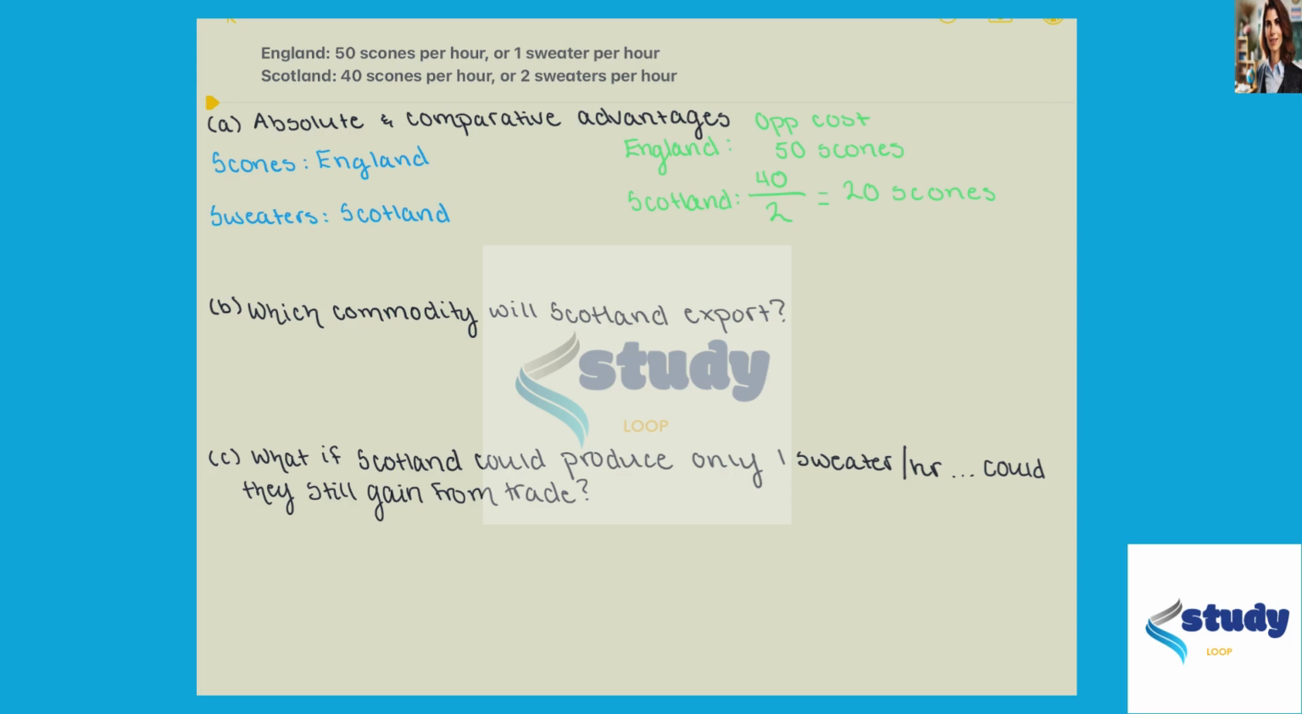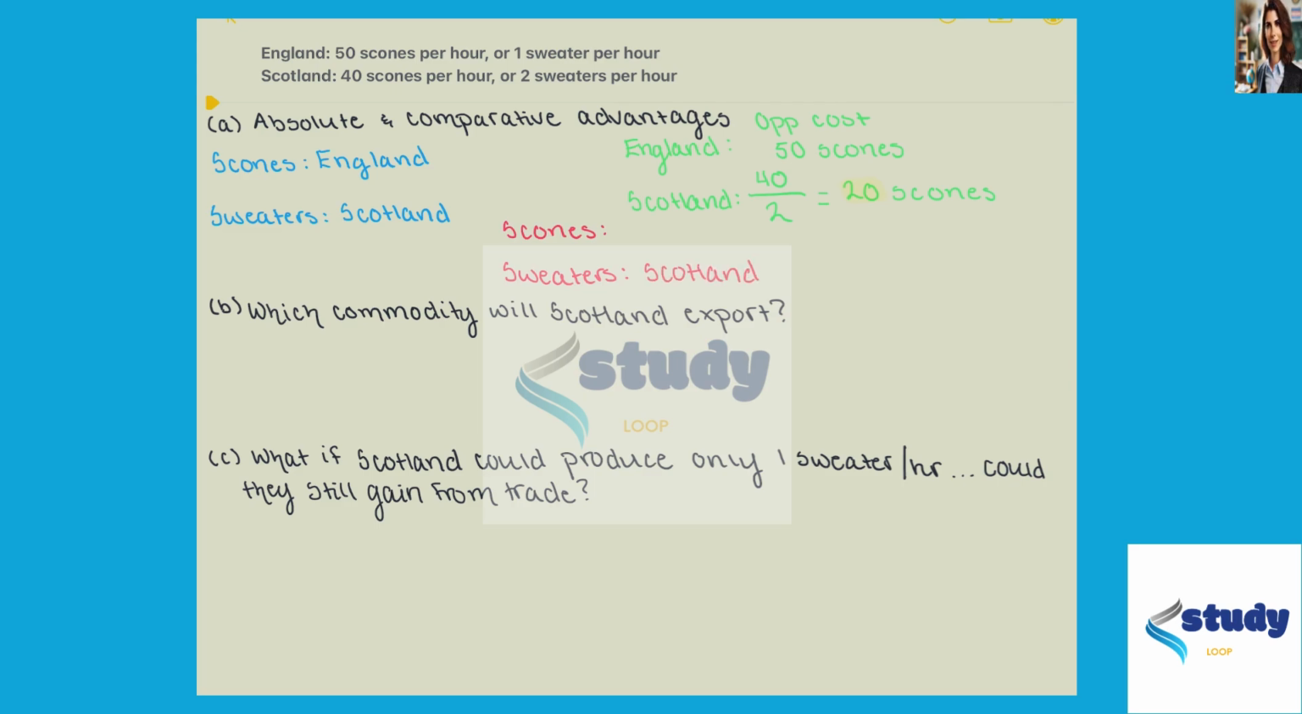So this says England's opportunity cost of 1 sweater is 50 scones. Scotland's opportunity cost of 1 sweater is 20 scones. So this allows us to identify these comparative advantages. We just calculated the opportunity cost for sweaters only. So who has the lowest one? Well, it looks like Scotland has the lower opportunity cost of producing sweaters. That means that they have this comparative advantage in sweaters. So we can say that Scotland's got the sweater comparative advantage.